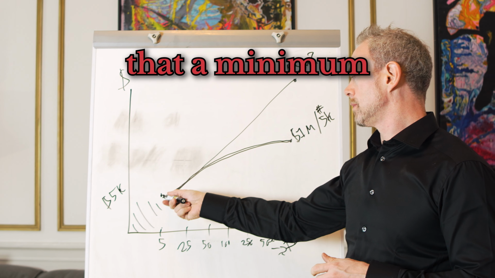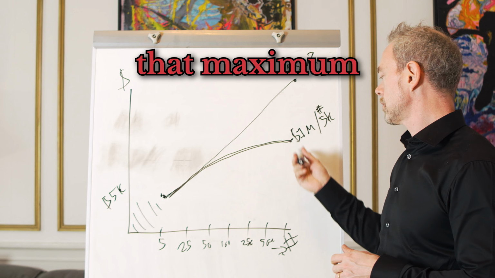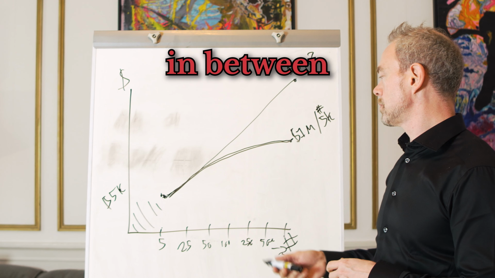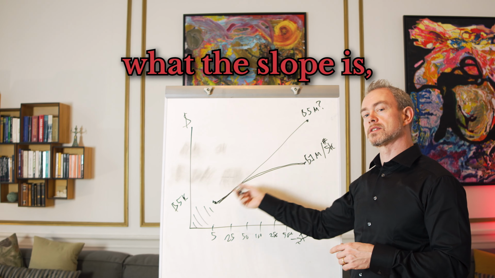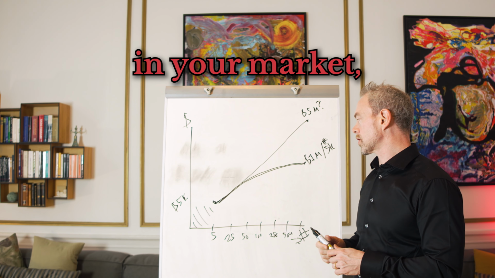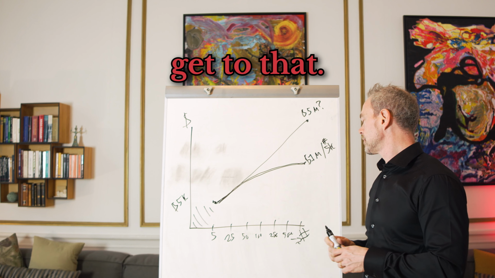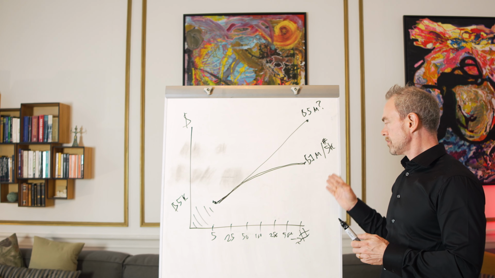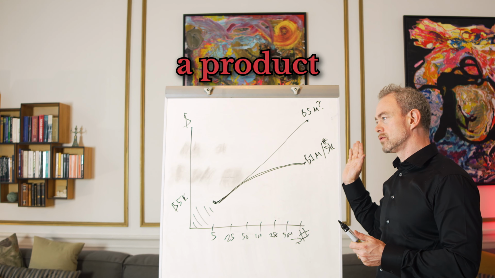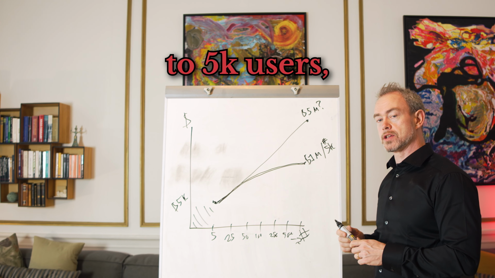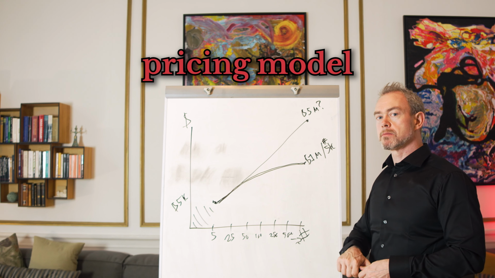But you want to define that minimum, and then you want to define that maximum, and just create some steps in between, and just try to figure out what the slope is, the discount volume in your market, and then get to that. And I would also say, even though you're nowhere near getting to a product that you could sell to 5K users, create the pricing model anyways, right?